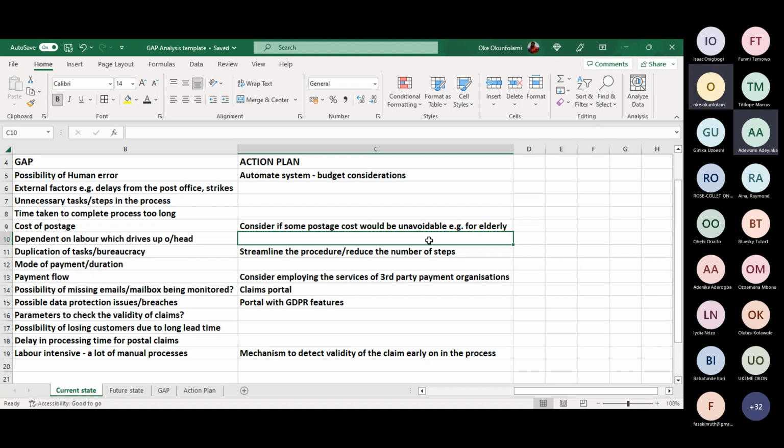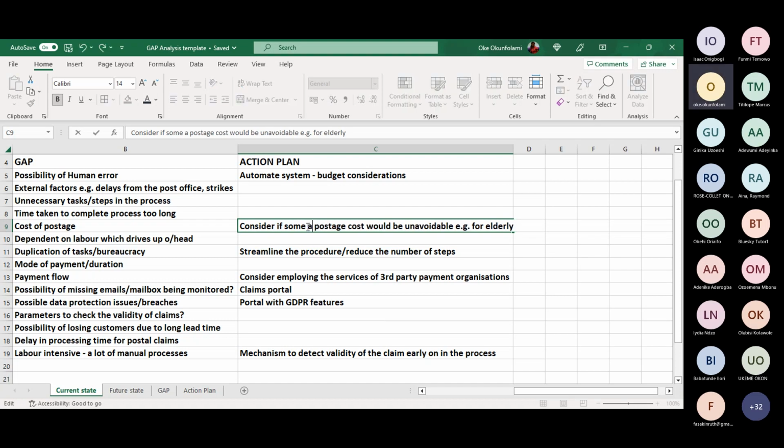So when they process their claim, the result, whether it's valid or not valid, they just put it back in that envelope and send it back to them. So thereby the company is not incurring the cost of posting back to them. So the client has already incurred that. Okay. So that will come under here. So let's say associated postage cost.